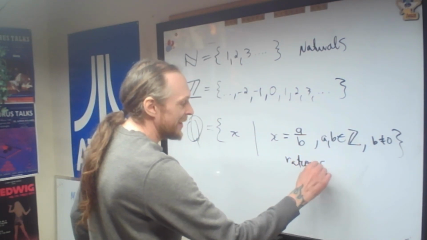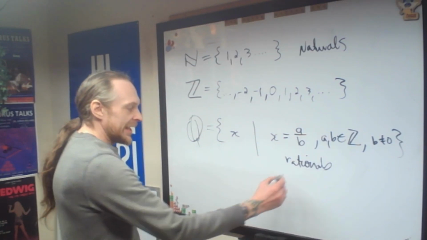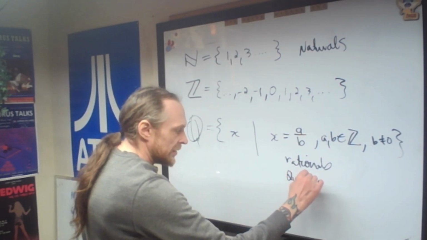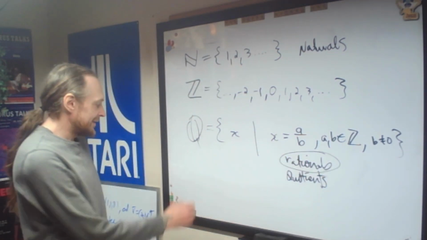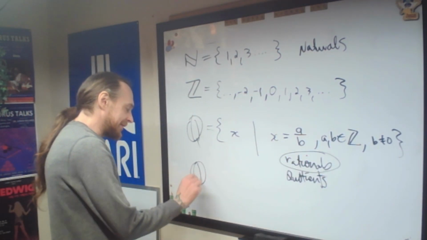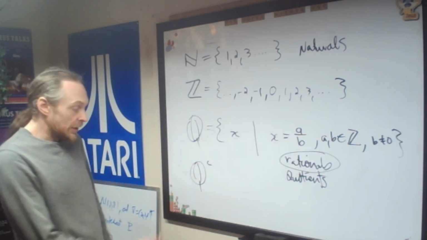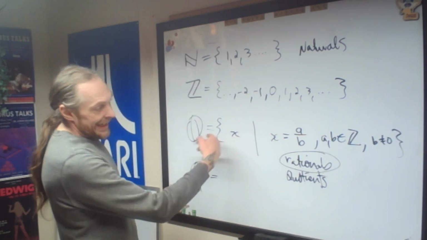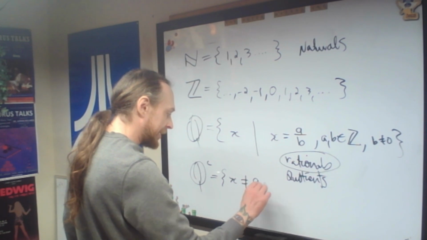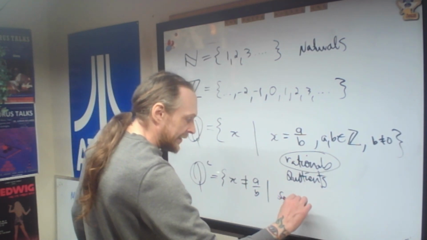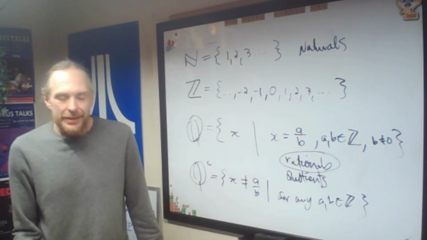This is the quotients, or rationals. It changes name from quotients to rationals because of the next guy, the irrationals, and they didn't even create a new symbol. You'd think irrationals would be a capital I. No, it's the complement, which we'll get to, of the rationals in there. This is the negation of this guy: x that is not a over b for any a and b in Z. Numbers that can't be written as the ratio of integers.